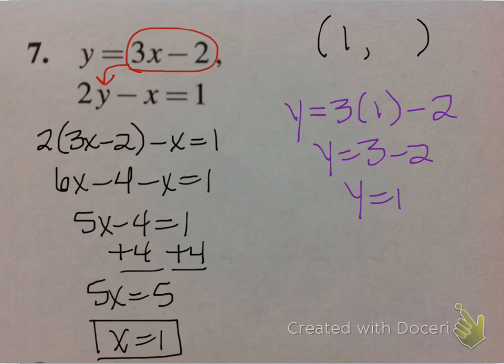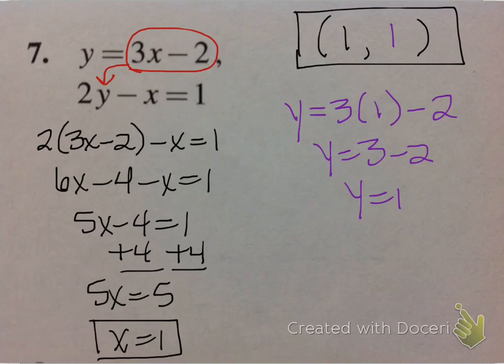So it looks like when I plug in 1, I also get 1. So my final answer is (1, 1). If I were to graph these two equations, they would intersect at (1, 1). So substitution works really well if one of your variables is isolated.